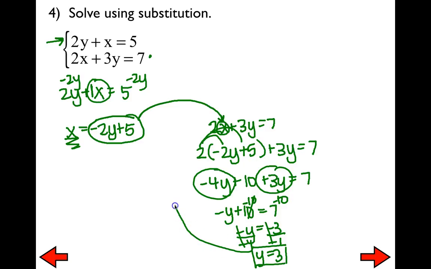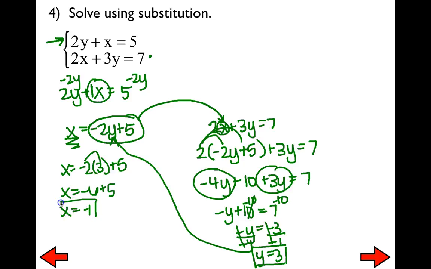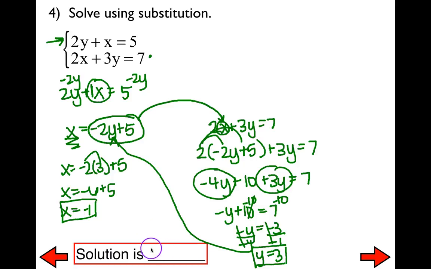But now you're going to go ahead and substitute it in for y. So x equals negative 2 times 3 plus 5. So we have x equals negative 6 plus 5. So x equals negative 1. So notice here your solution is exactly the same.